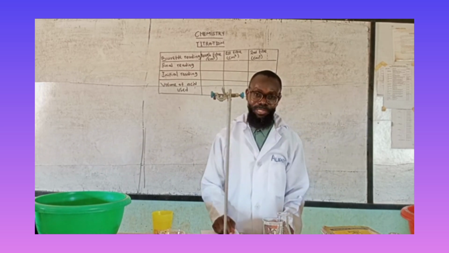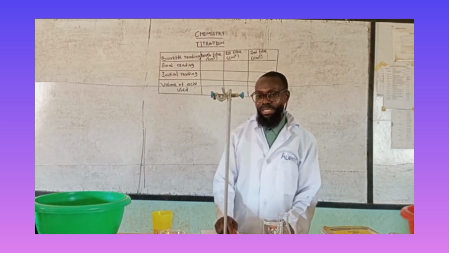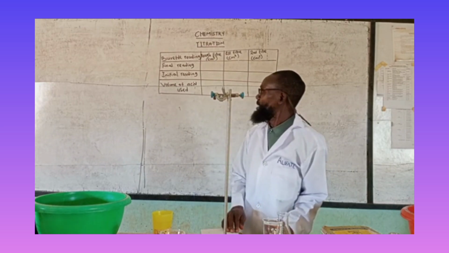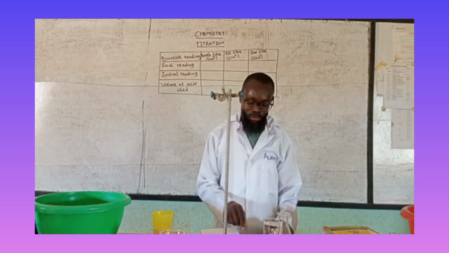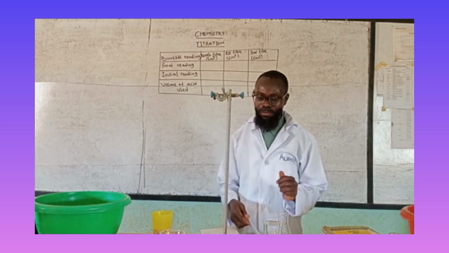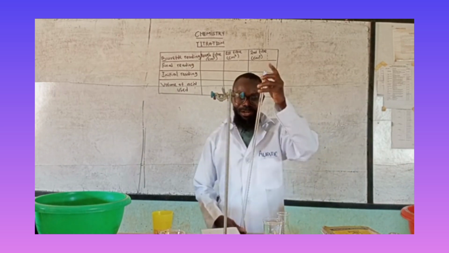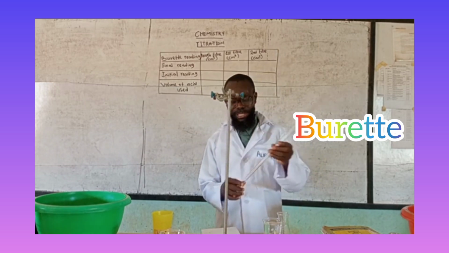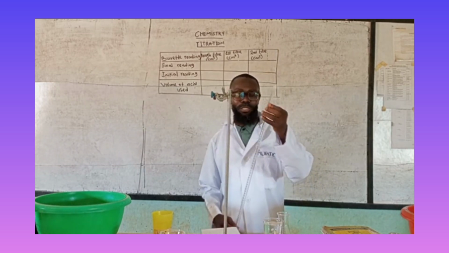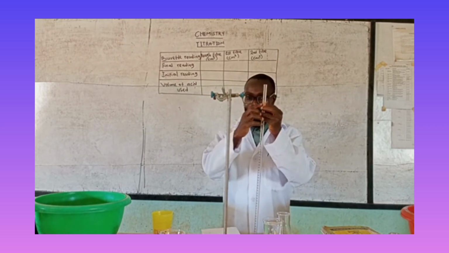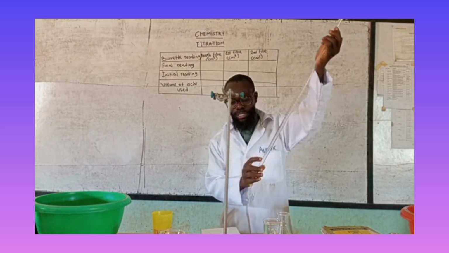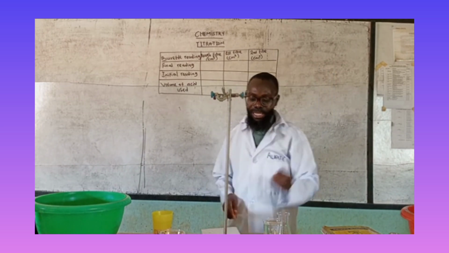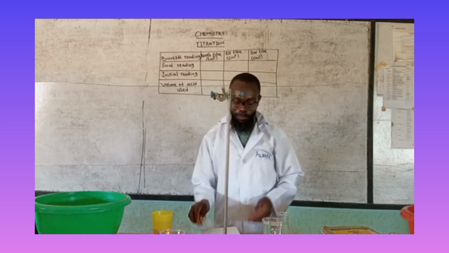Now, the first thing we have to look at in titration is the major instrument we use for titration. We discussed about the burette in our last class. So this is a burette. A burette ranges from 0.00 centimeter cube to 50.0 centimeter cube.